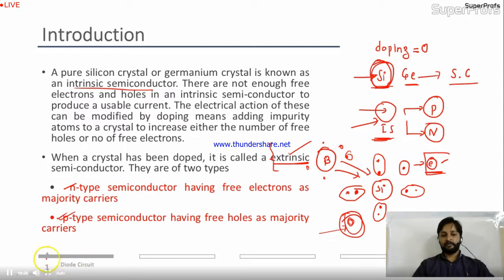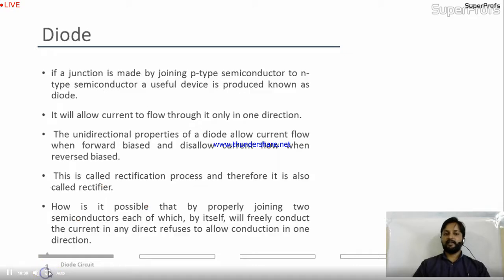Now come to the diode. Based on these N and P semiconductors, now we'll have a diode in our hand. Diode. If a junction is made by joining P-type semiconductor, let's take P-type semiconductor. I told you about this P-type and N-type briefly, so now you have an idea about what this is. And N-type. Just combine P and N types of semiconductors like this. So they'll make a junction over here, okay?